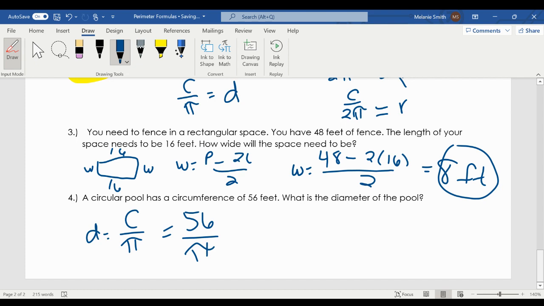I just put that in my calculator and I get 17.83. So the diameter is approximately 17.83 feet. And we do approximately because my calculator actually put out the number 17.825870, and it will just keep going because you're dividing by pi, so we have to round. And when we round, that's not an exact answer, so we do the little squiggly equal signs.